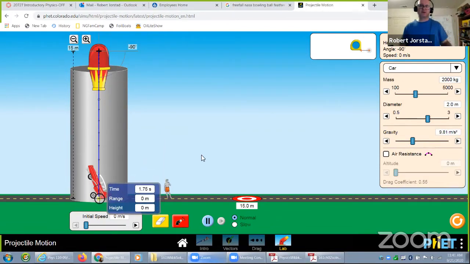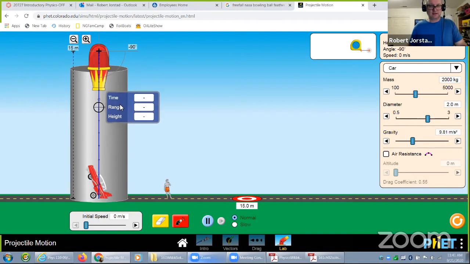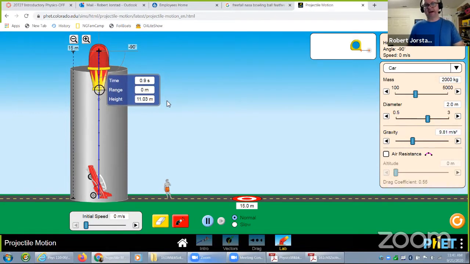It looks like it takes about 1.75 seconds to fall all the way down. Now, in this case, 1.75 divided by 2, that's about 0.9. So remember, this is right down here at impact. This is about 1.8 seconds, not quite. But look at the dramatic difference here. This is half the time, and this is half the time.